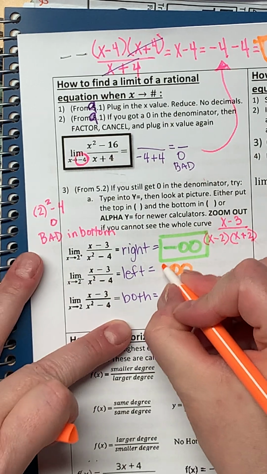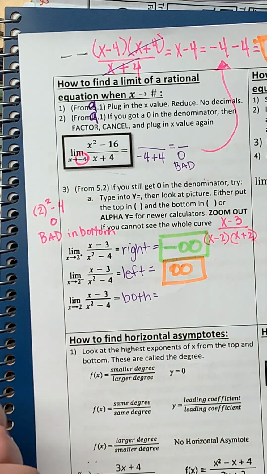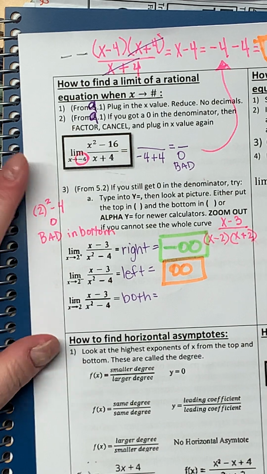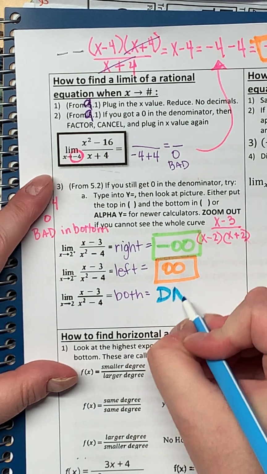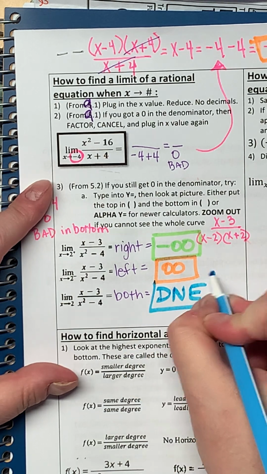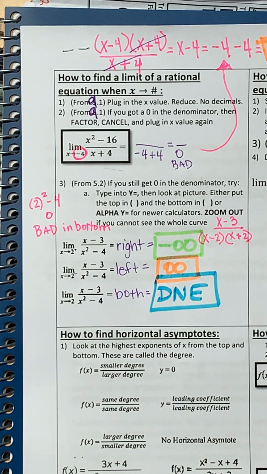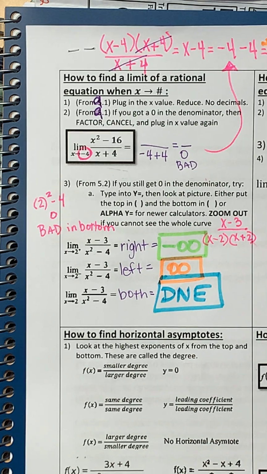Okay, then for just 2 straight on, remember you look at your previous 2, and if they're different, you write does not exist. And mine were different. Okay, yeah, that's how you look at your calculator.